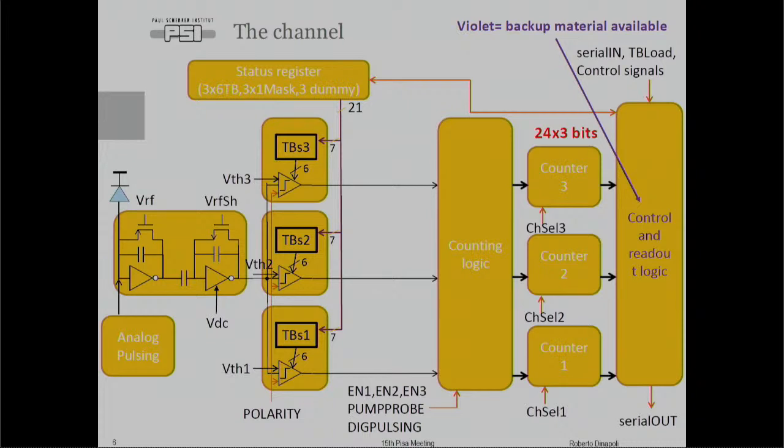So the basic structure of the channel is this. We have a front end with a preamplifier and a shaper, and we can tune the gain, the timing and the noise of these two. And then we have 3 comparators in parallel. The 3 comparators are completely independent, so every one has its own threshold. On top of that, every single comparator of every single strip has 6 trim bits to reduce the threshold dispersion. The comparators go to a counting logic, which then increments 1 or 2 or 3 of these counters, which are 24 bits, and then these are read out with a control and readout logic. If you see something violet, I have backup material available, you can ask during question time.